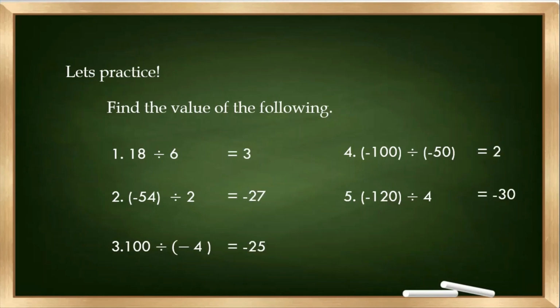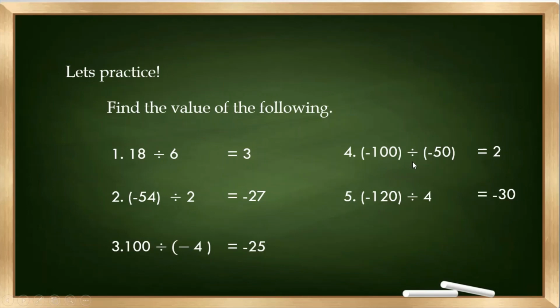So 18 divided by 6, we have 3. Pareho silang positive. That is why ang ating sagot ay positive rin. Negative 54 divided by 2 is equal to negative 27. Since magkaiba sila ng sign, ang ating sagot ay negative. We also have 100 divided by negative 4, that is negative 25. So we are dividing two unlike signs. That is why the quotient is negative.